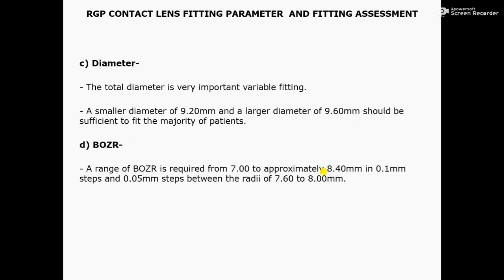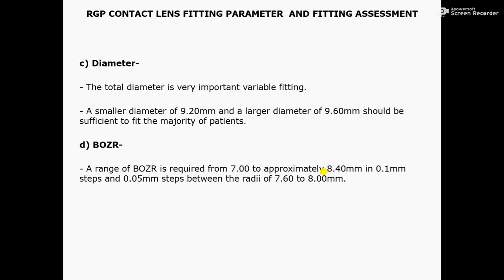Next, diameter. The total diameter is very important for variable fitting of contact lens. A smaller diameter of 9.20 mm and a larger diameter of 9.60 mm should be sufficient to fit the majority of patients.